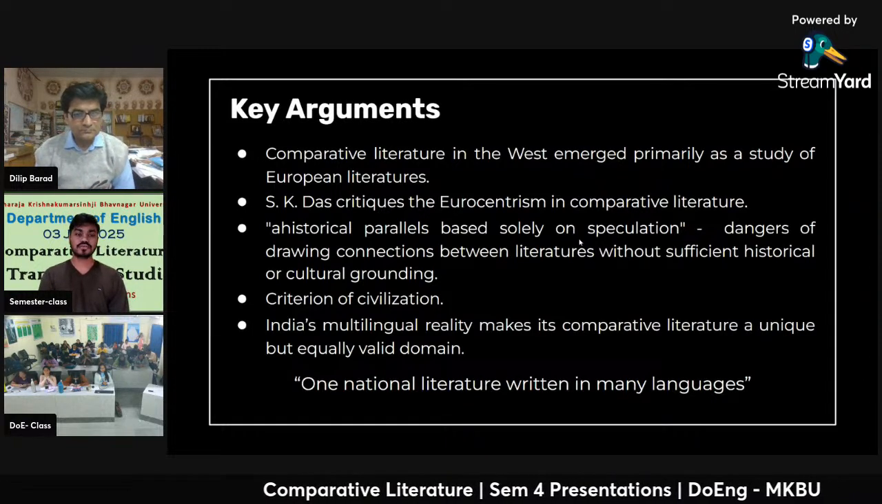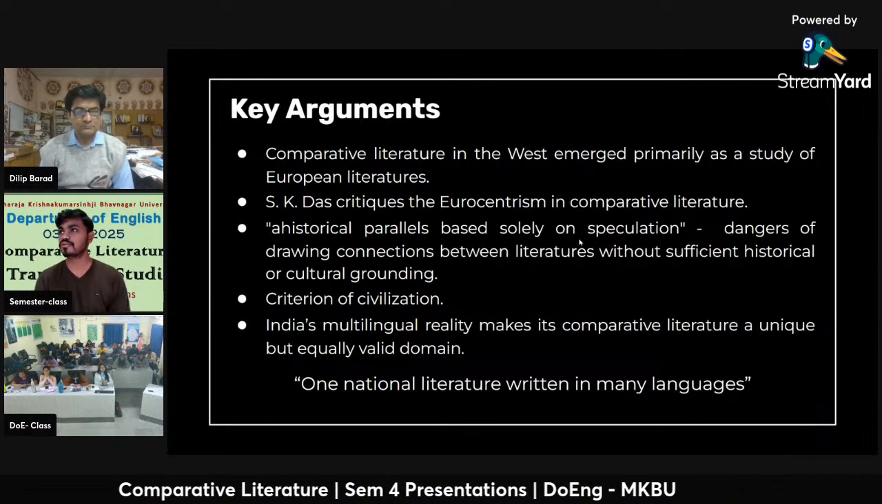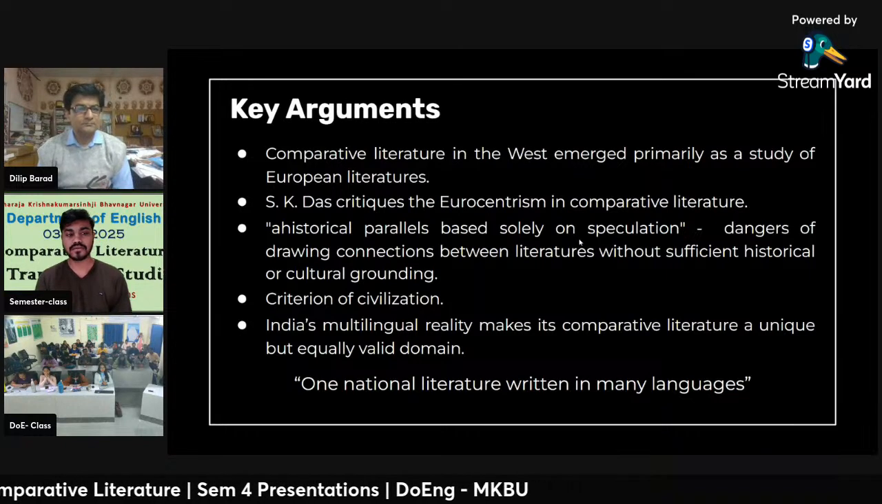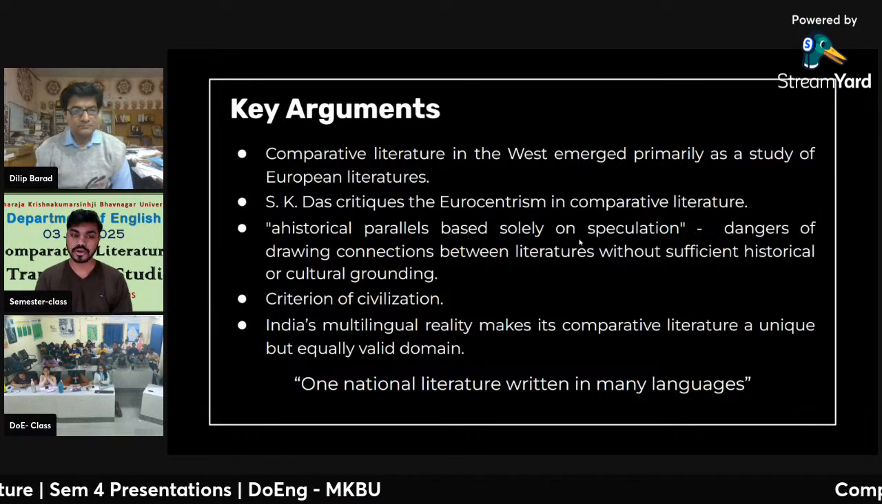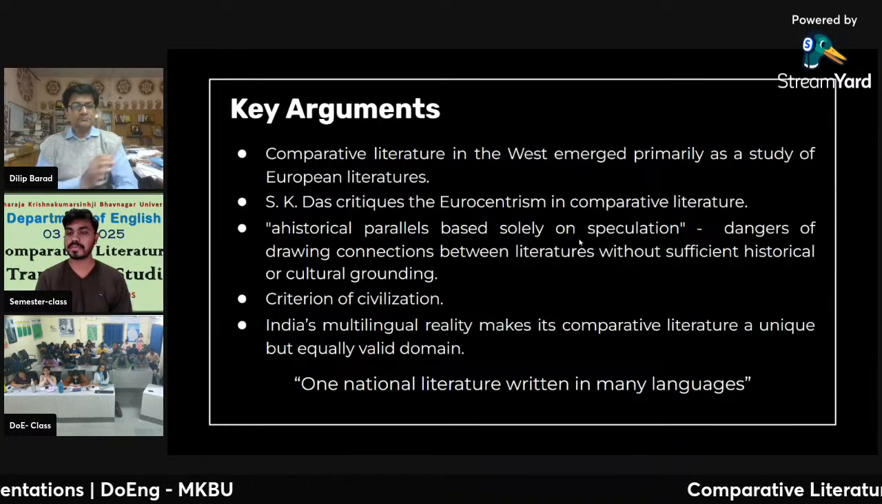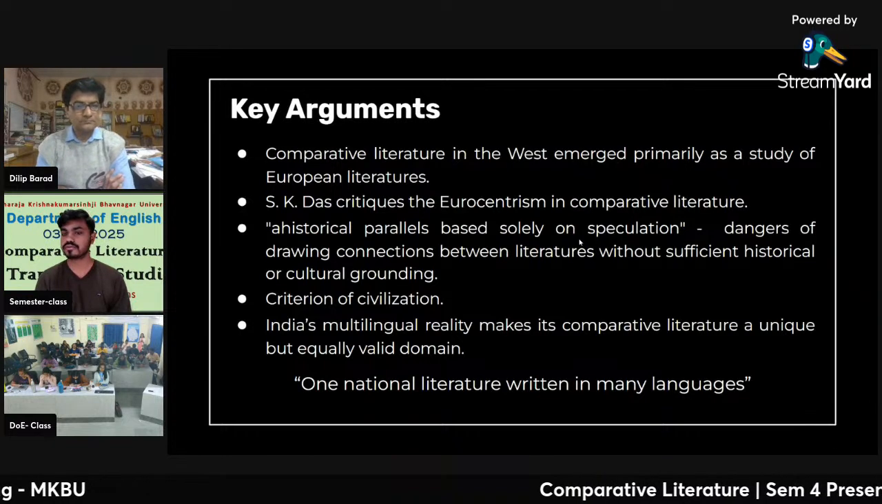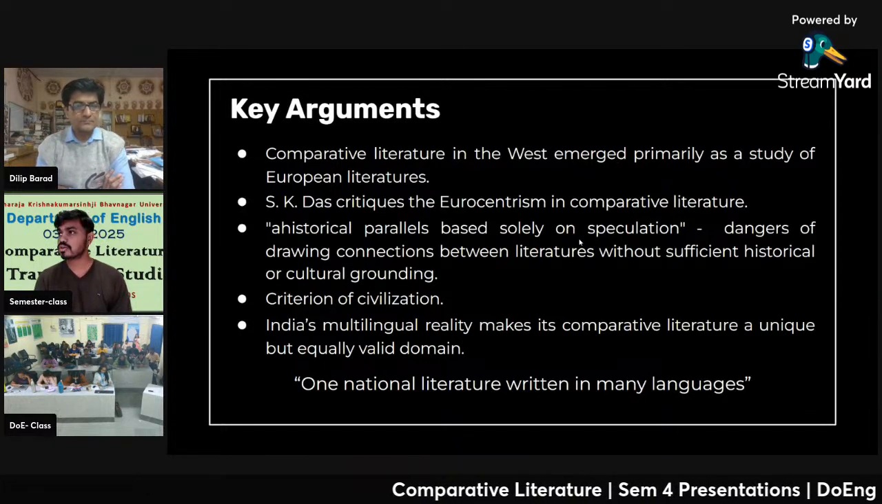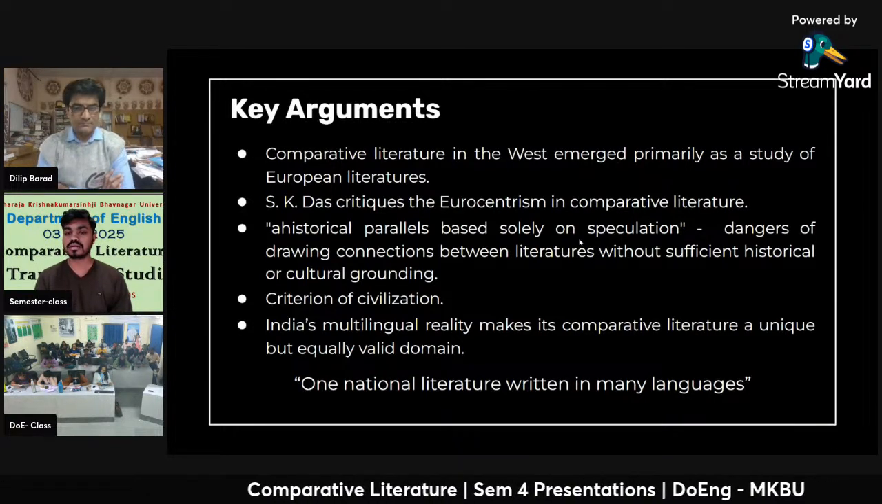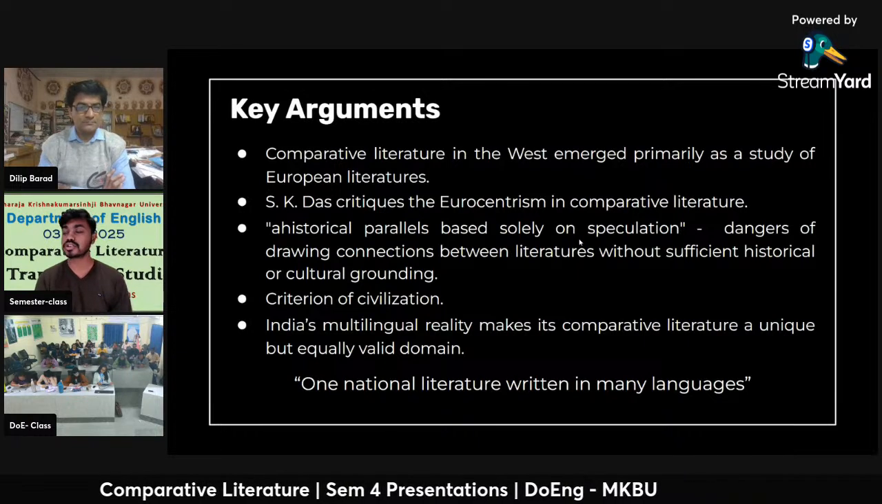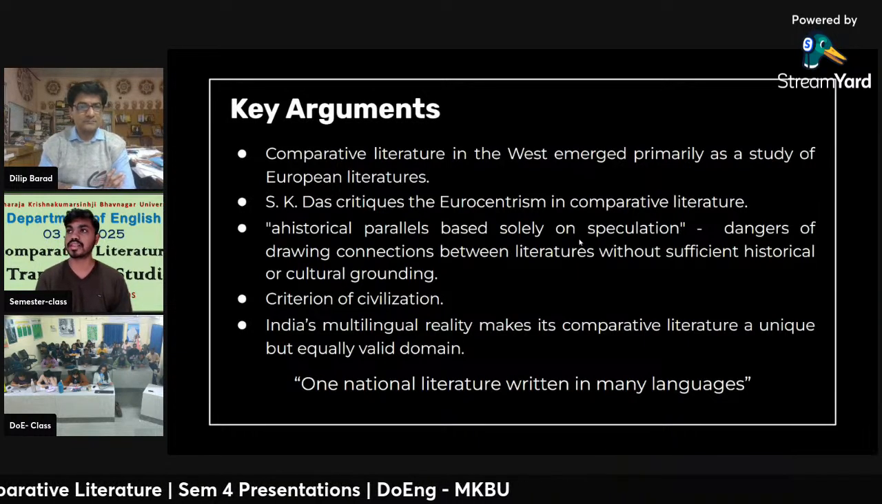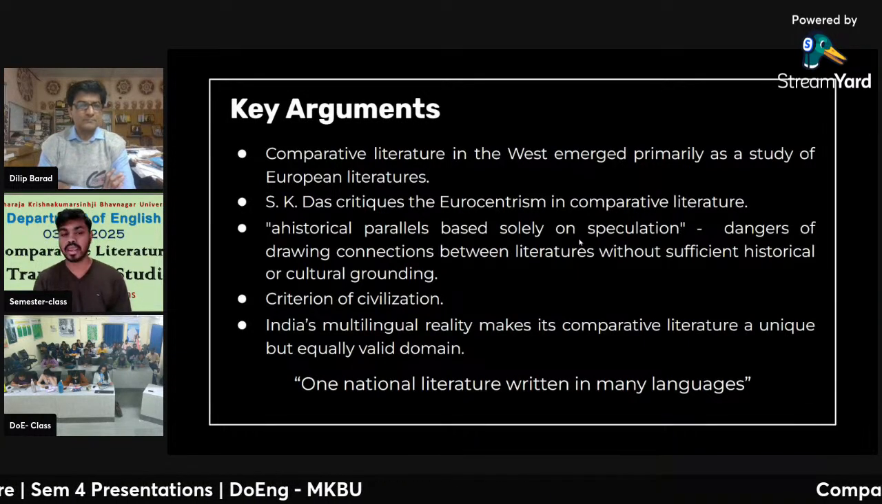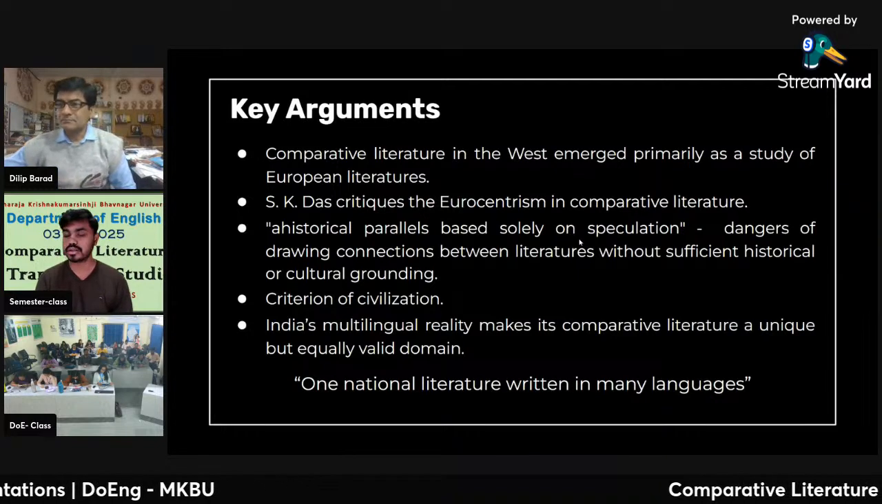And the academic justification for this exclusion of Oriental literature is given in this line: historical parallels based solely on speculations. This exclusion happens because a Westerner believes that Oriental literature does not have sufficient groundings, whether historical or cultural, and is based on speculation.